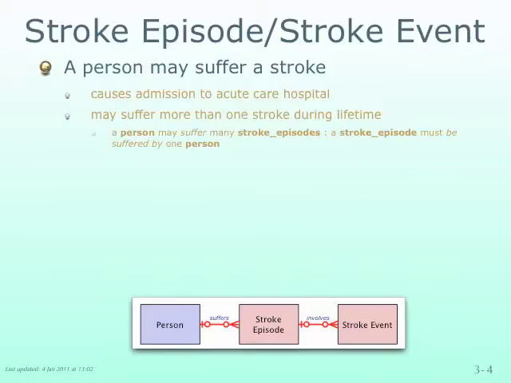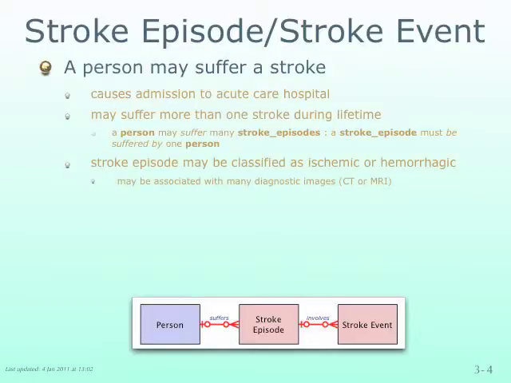Now, when a person is admitted to an acute care hospital with symptoms of a stroke, a series of tests must be carried out quickly to confirm and characterise the stroke episode and to commence appropriate emergency treatments. These tests may conclude that the stroke episode is either an ischemic or hemorrhagic stroke and may create a number of diagnostic images, including CT scans or MRIs.